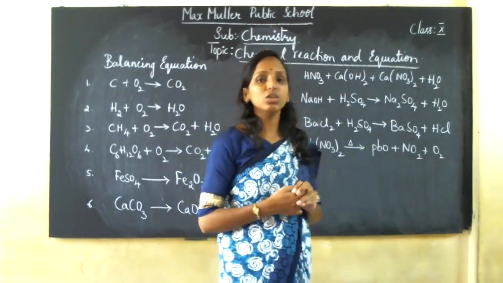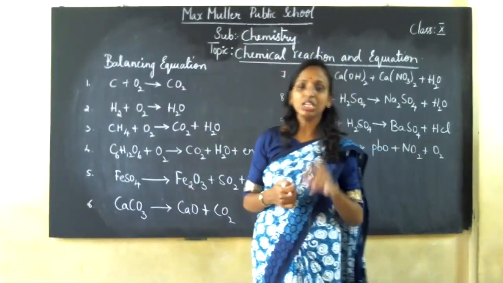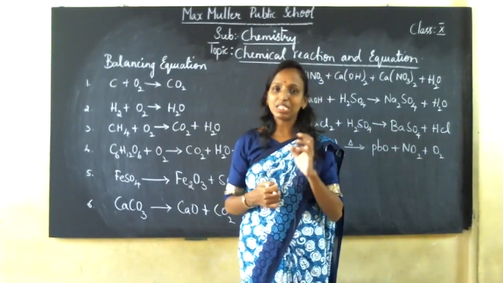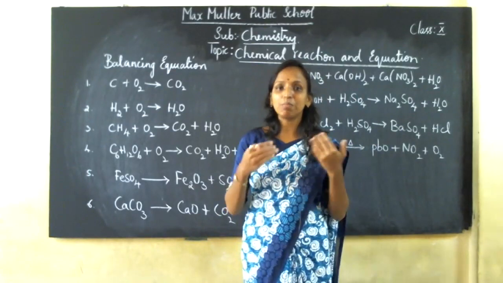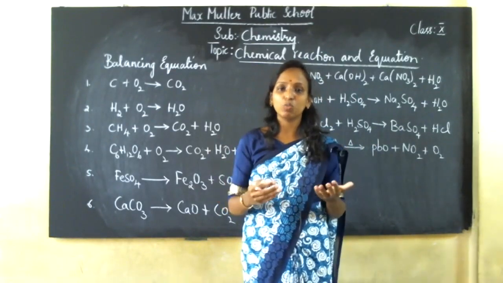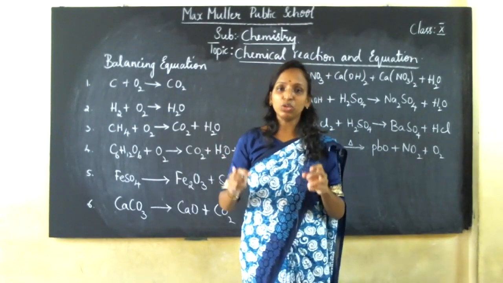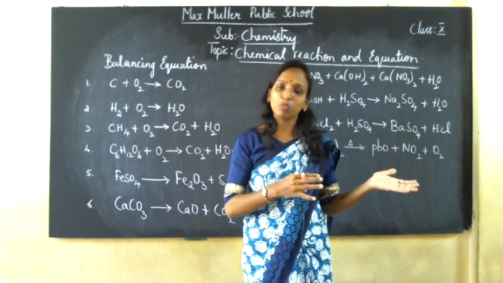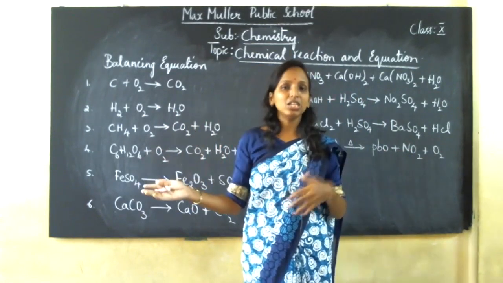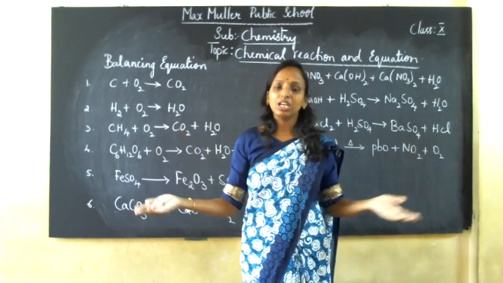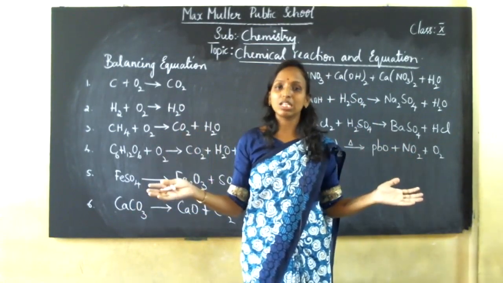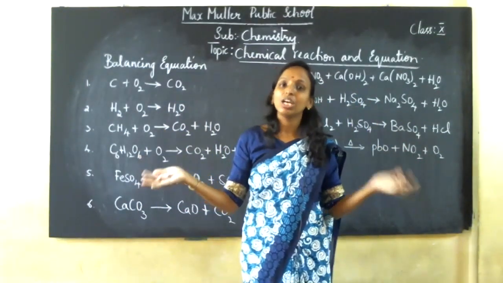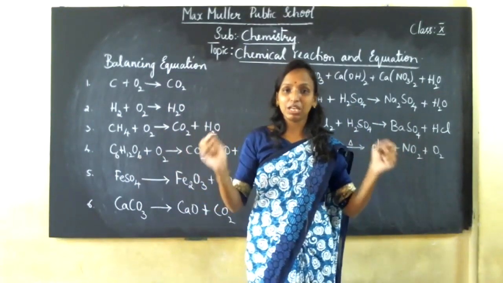Balancing an equation tells you that in a chemical reaction, the mass of each atom present in the reactants should be equal to that in the products. The mass of the reactants and the products should be equal. If you take 1 in your reactant, there should be 1 in your product too. If you take 2 in your reactant, it should be 2 in your product. If you take 3, it should be 3 in your product. So that is what it tells you. The number of atoms you take in the reactant should be equal in the product. That is what is called a balanced chemical equation.